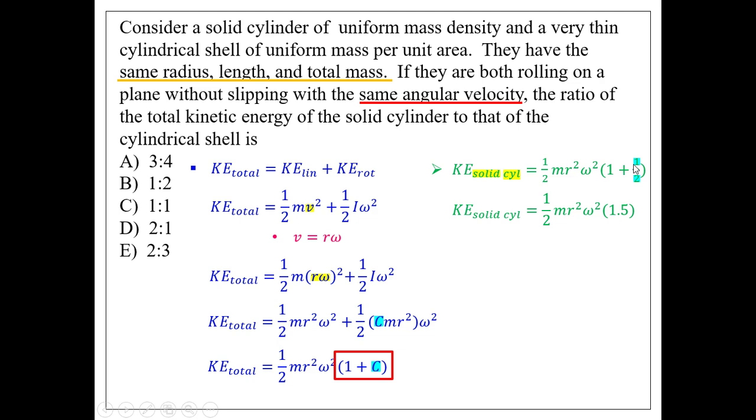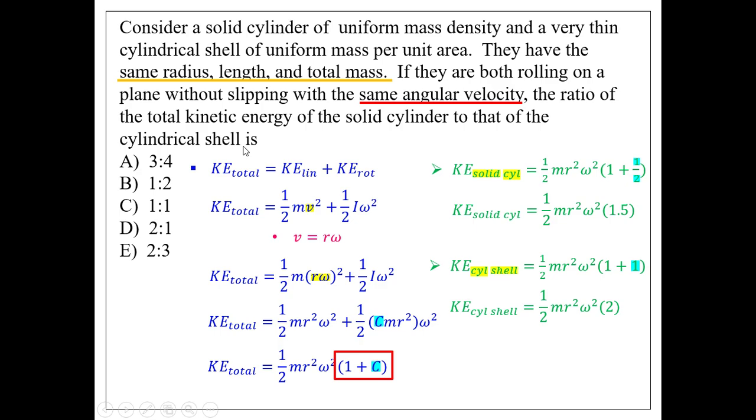1 plus a half is 1.5. And I'm going to do the same skill for the cylindrical shell, right? So 1/2 mr squared omega squared, but the coefficient for the cylindrical shell is just a 1. It's just mr squared, so because it's mr squared, the coefficient is just 1. 1 plus 1 is a 2. So really, I'm just going to clean that up a little bit.